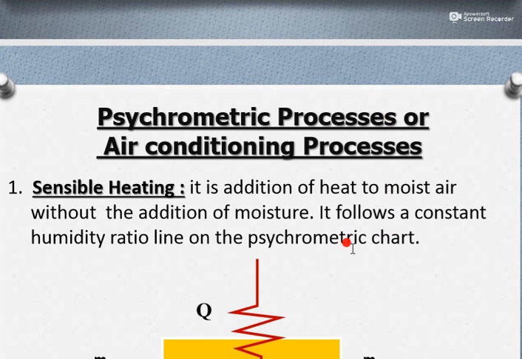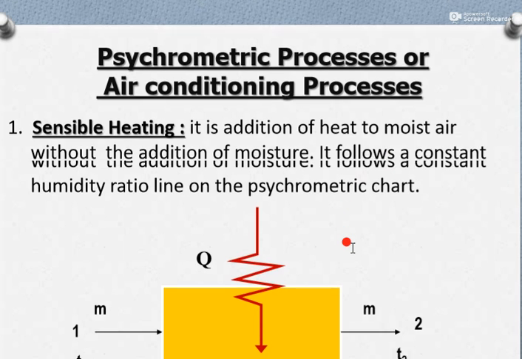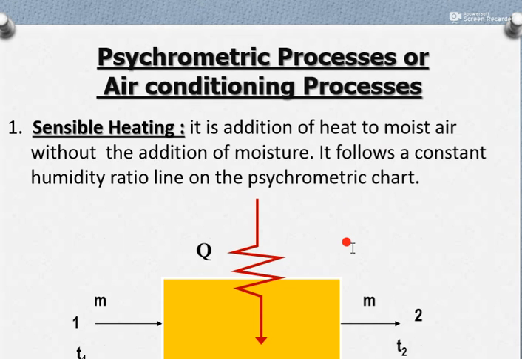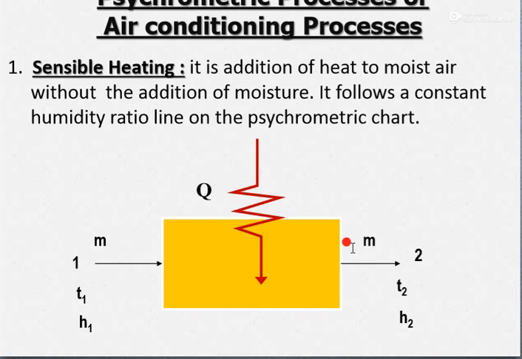First one is psychrometric processes or air conditioning processes, in which we will study sensible heating. As far as the definition of sensible heating is concerned, it is the heating of moist air without changing the specific humidity of the air. That is, it is the addition of heat to moist air without the addition of moisture. It follows a constant humidity ratio line on the psychrometric chart.